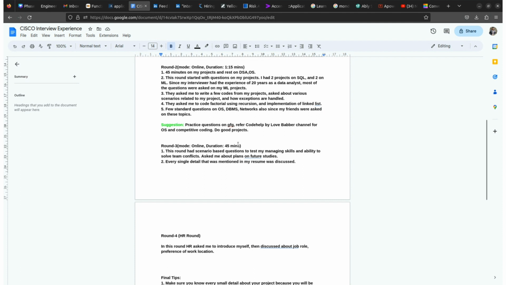And if you pass the managerial round, then you'll go to the fourth round, which is the HR round, the final round. In this round, HR asks you to introduce yourself, and they'll share and discuss the job roles, the work locations, and the CTC. If you have any queries regarding your role or the job description, you can ask HR and get your queries solved in the HR round.